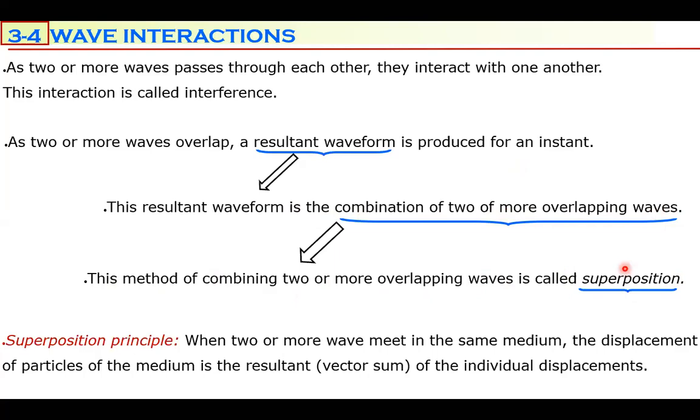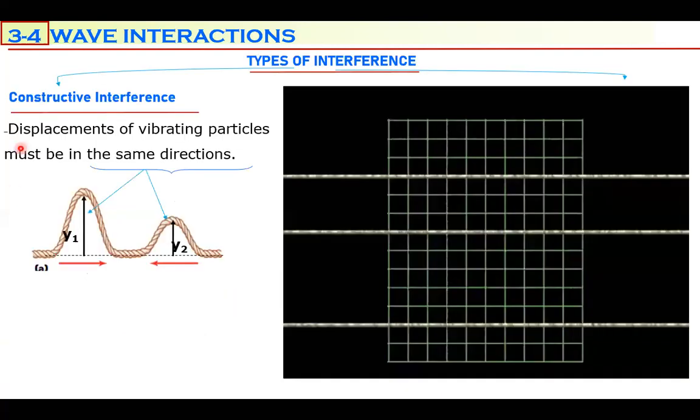So superposition is in fact a mathematical method used to add vectors. Displacement is a vector quantity, so we add them and we find the resultant displacement. Superposition principle: when two or more waves meet in the same medium, the displacement of the particles of the medium is the resultant, yani vector sum, of the individual displacements. So we are going to apply this now. For example, the first type of interference we will study is constructive interference.